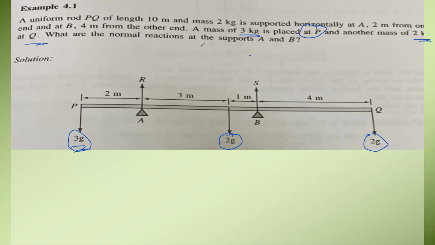First, we'll use the condition of equilibrium: there should be no resultant force when the object is balanced, or we can say the total upward force must equal the total downward force. So what is the total upward force? The total upward force is the reaction force R.